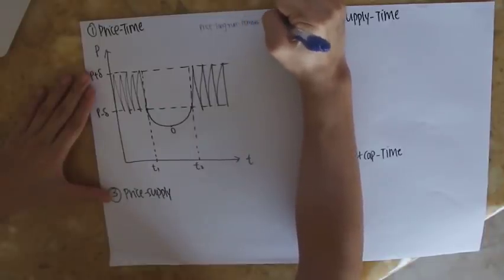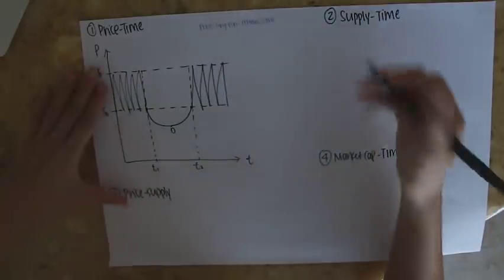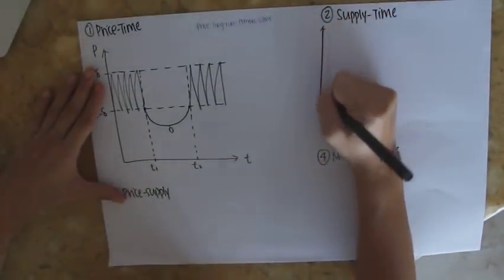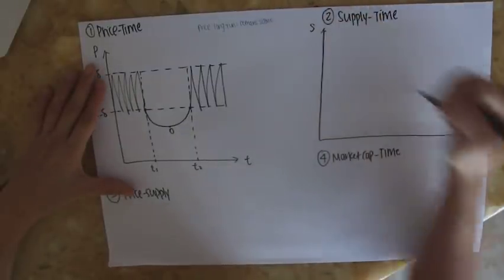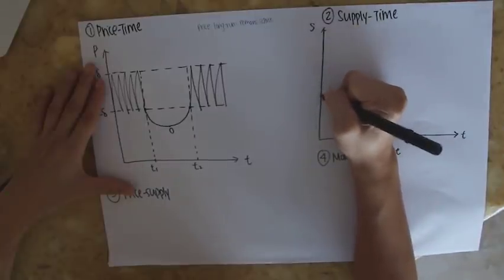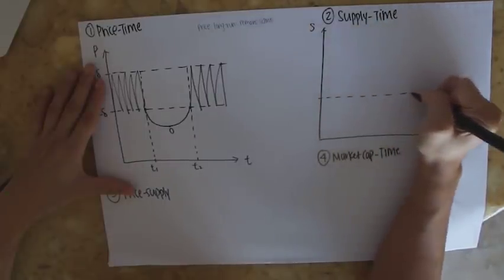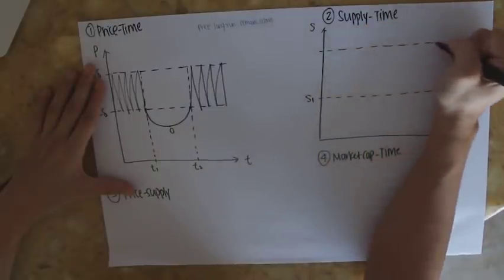So once again, what do we see with price? In the long run, it remains the same. Just like with expansionary policy, in the long run, the prices remain the same. Now, what about supply? Once again, let's go back to the graph. We have S1 and S2. S1 is supply 1 and S2 is supply 2. And we have 2 times, T1 and T2.